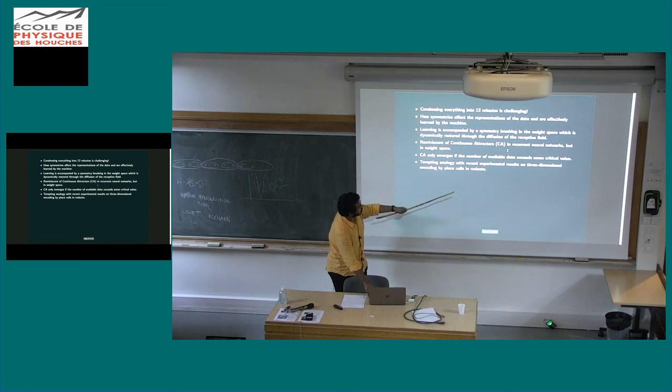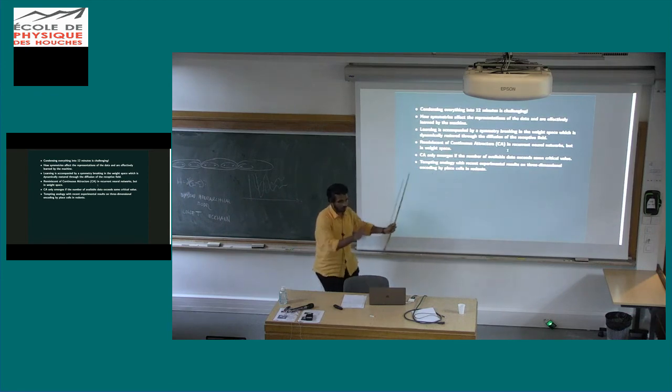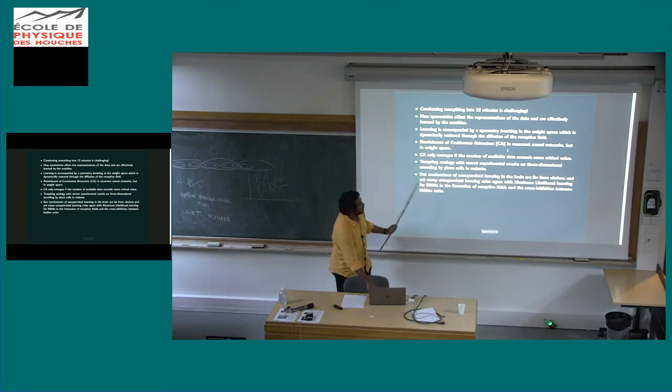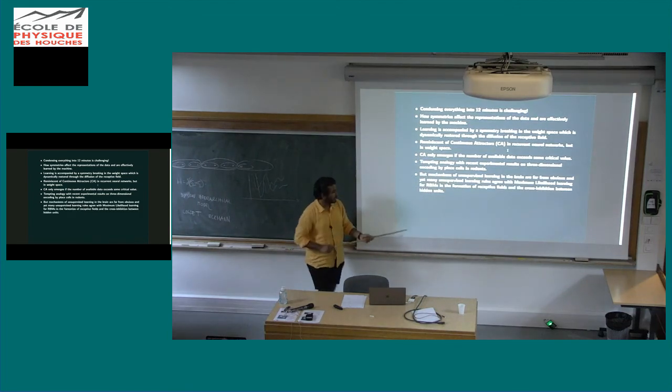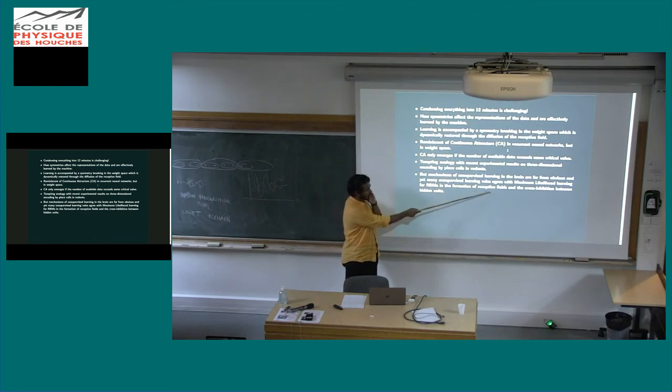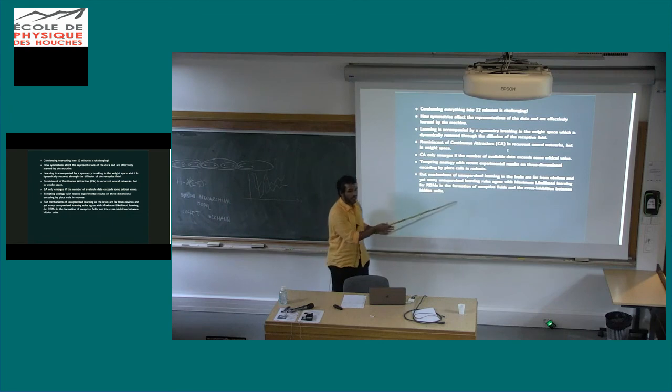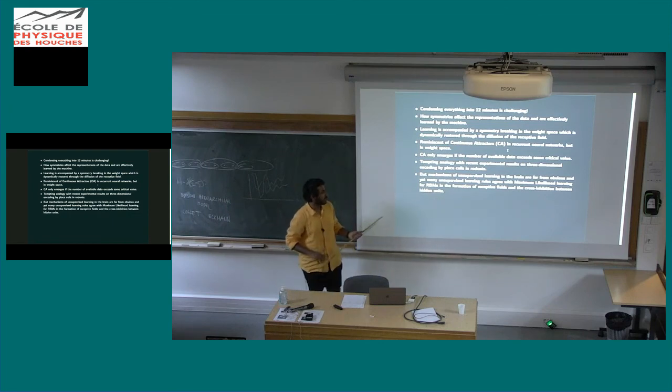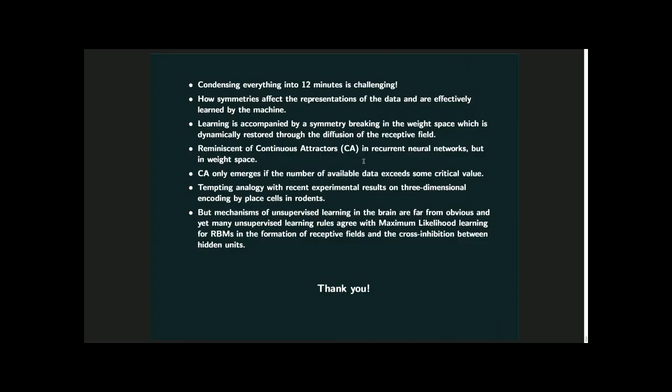And the phase transition occurs after a critical value. It's tempting to connect these things, but we have to be careful because we don't know a lot about what happens in the brain. But it's pretty incredible that unsupervised learning rules with maximum likelihood learning give the major features of what happens in the brain as well, cross inhibition and formation of receptive fields. Thank you.